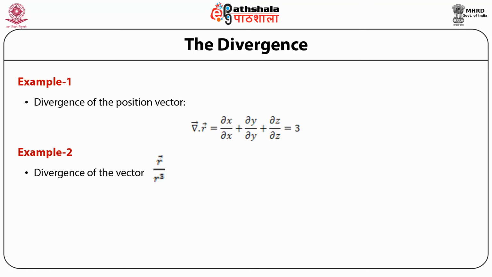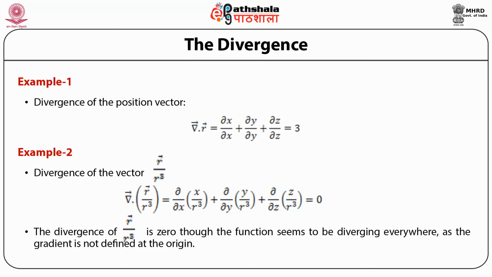For example, the divergence of the vector r vector divided by r cube: del dot r vector by r cube is equal to del by del x of x by r cube plus del by del y of y by r cube plus del by del z of z by r cube, which is equal to 0. The divergence of r vector by r cube is 0, though the function seems to be diverging everywhere, as it is not defined at the origin, where it is infinity.